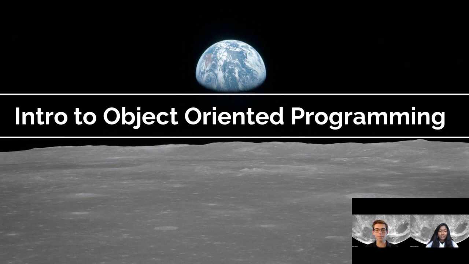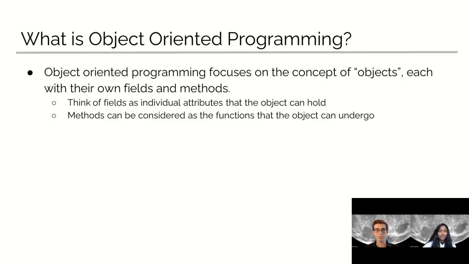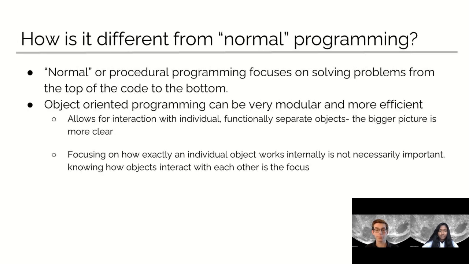And today we're going to be talking about object-oriented programming. So, what is it exactly? Object-oriented programming is a kind of programming that focuses on the concept of objects, shockingly. An object is an entity with its own fields and methods. You can think of fields as attributes that we can assign to the object, and methods are functions that the object can undergo.